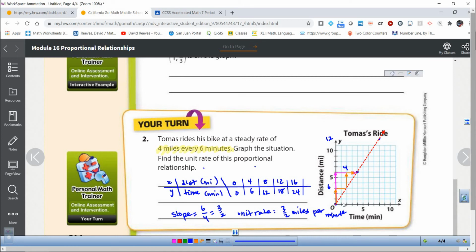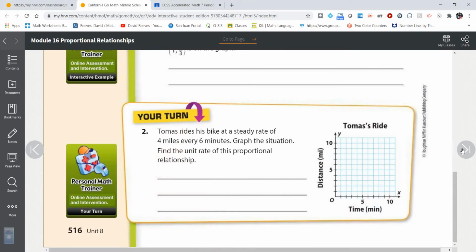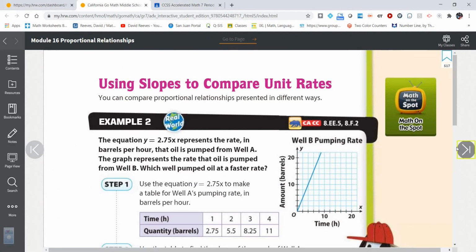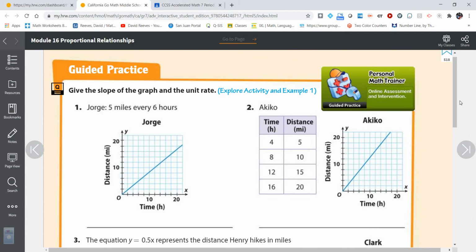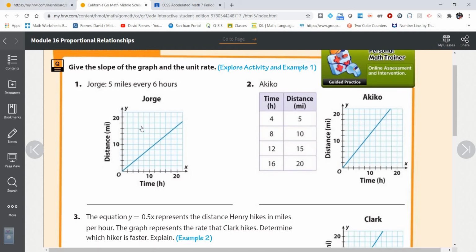All right. So last thing we're going to do on this video before we finish it up is they're going to ask us to compare some situations going on, and they're going to give us different representations. I love these problems. Can I just say I love these problems? They give us different representations, and then they ask us to compare them. All right, so give the slope and the unit rate. These ones actually are the same. This is just a graph for George, and this is a table and a graph for Akiko.